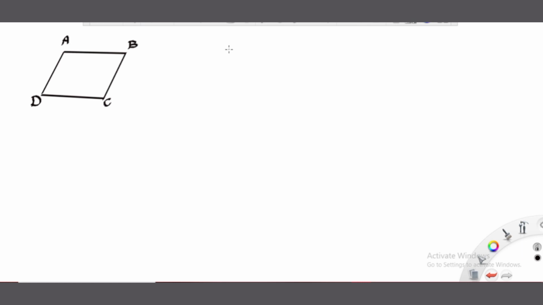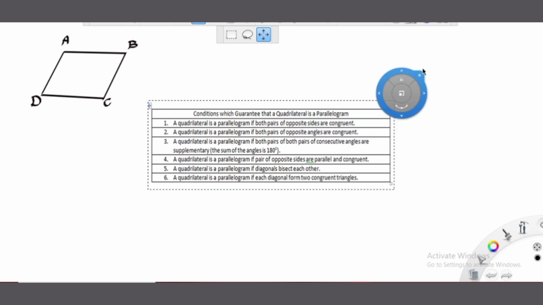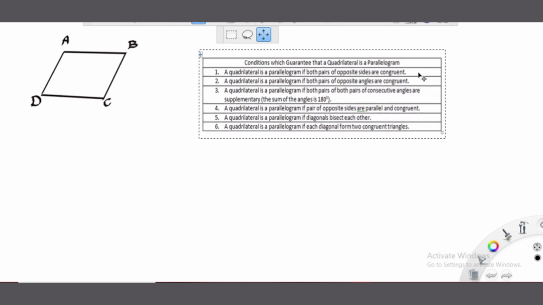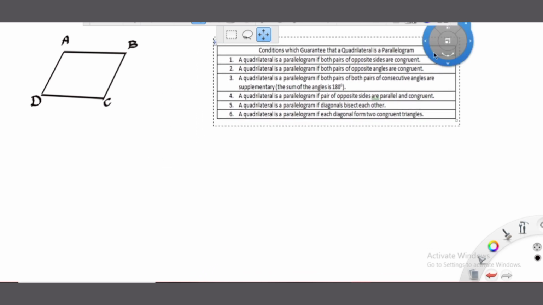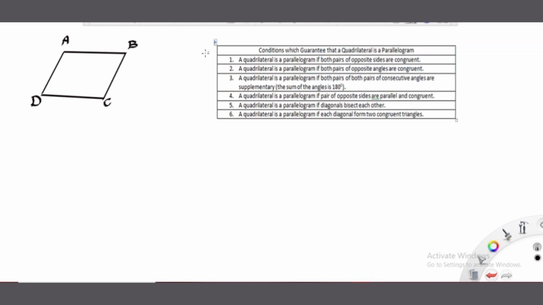So let's have these conditions. The conditions listed here should be characteristics of this quadrilateral ABCD. Alright, so let's start. Condition number 1. It says, a quadrilateral is a parallelogram if both pairs of opposite sides are congruent.